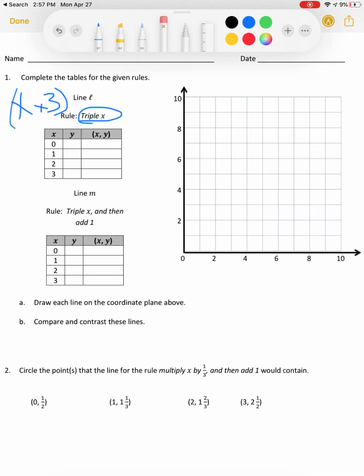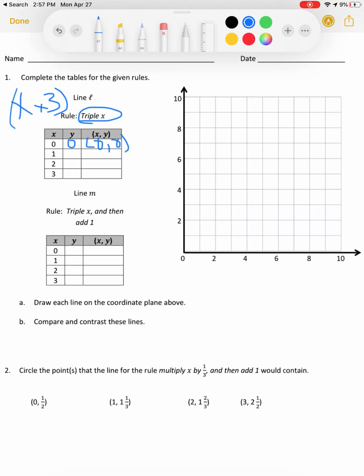So when x is 0, if we're following the same rule, x times 3, replace the x with a 0 and then multiply that by 3. What is 0 times 3? I hope you said 0 and not 3. Anything times 0 equals 0. So the first coordinate pair would be 0, 0. Very good. Let's move on to the next coordinate pair, or the next value for y.